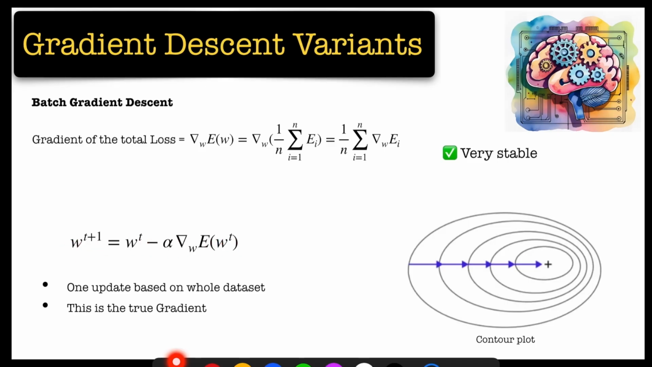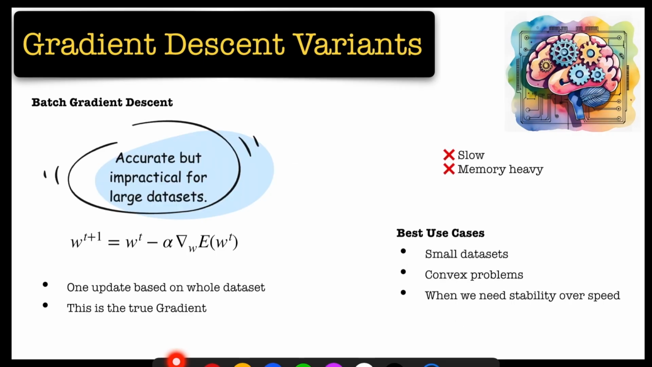In this, one update is based on the whole data set, and this is the true gradient because we are using all the data points for calculation. This is very stable. If you see the contour plot for the loss graph, here we have minimum loss and let's say we are starting from here. We move towards the minimum point, and this move is very smooth and very stable. The gradient we are calculating is very accurate, but it is impractical for large data sets because it will be slow and memory heavy.